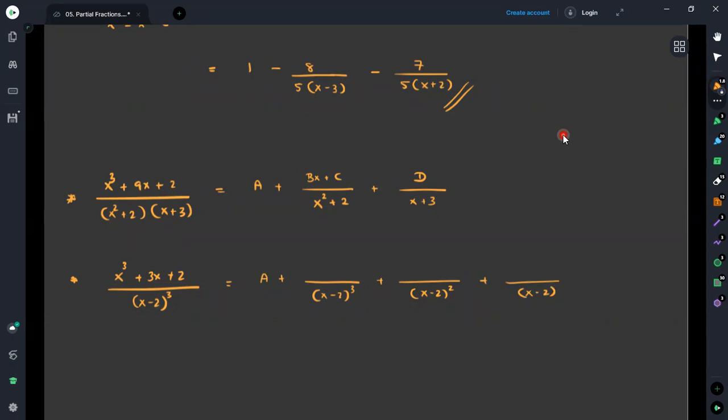Next, here we will get all of these as constants, because we can find the linear factors.